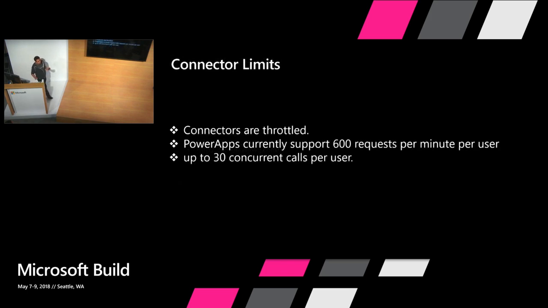Today, that's another thing that people need to be aware of, and it's documented in our documentation, but it's sometimes overlooked. If you're going to scale your application to thousands and thousands of users, know that there is a throttling that's happening in our connectors. Today we support up to 600 requests per minute per user. That gives you plenty, but it is a limit that someone needs to build their app and keep in mind. And you can do up to 30 concurrent calls per user.